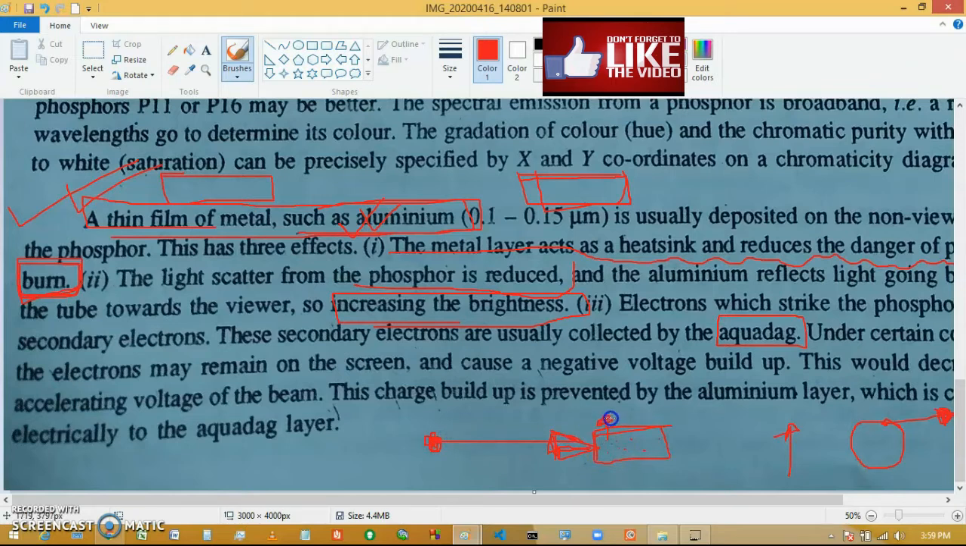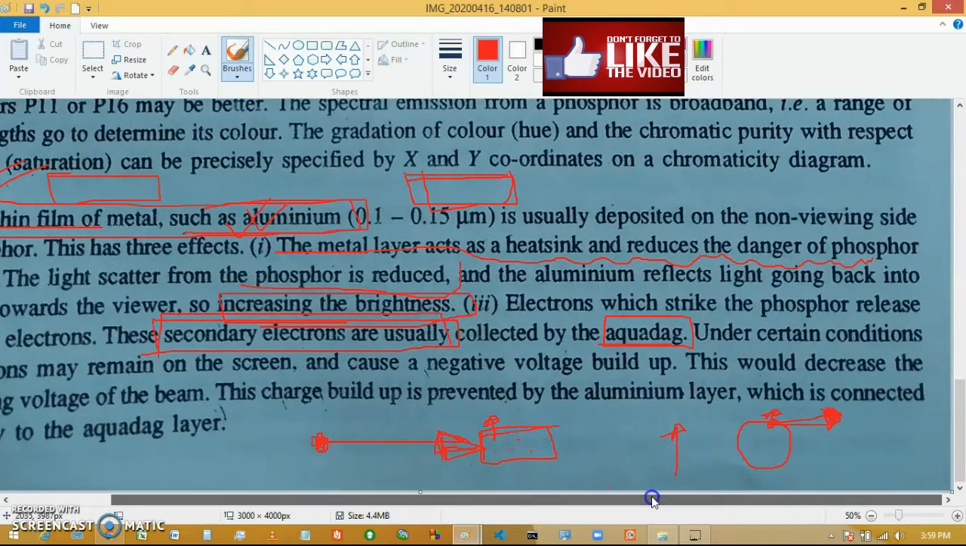As their energy level increases, they actually try to emit electrons, because the outer shell energy level is higher. So these electrons are called secondary electrons, which we don't want on the screen, so these secondary electrons are collected by the aquadag.